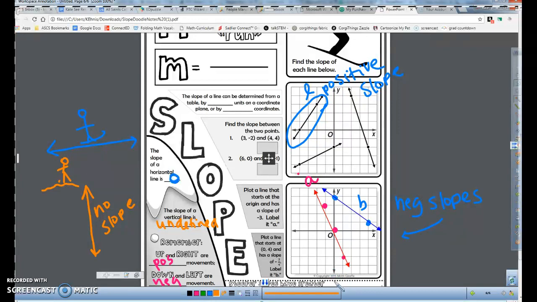Steeper slopes, this last blank at the bottom, have a greater absolute value of the m value. So line A is a lot steeper than line B because the absolute value of negative 3 is 3 versus the absolute value of negative 3/4 is 3/4, less than 1. So this has a greater absolute value. This line is steeper.